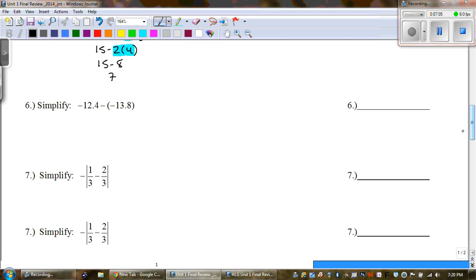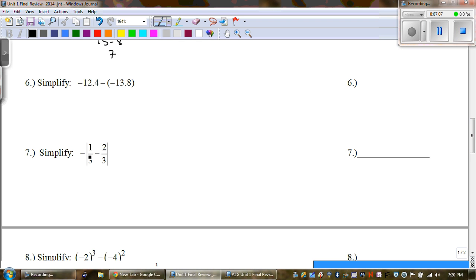All right, number 6, simplify. Negative 12.4 minus negative 13.8. Just remember right here, when you have two negatives, when you are adding the opposite, you're really adding right there, okay? So I take a look to see what do we have more of? Do we have more positives or more negatives? We have more positives, okay? They're different signs, so we're going to subtract.